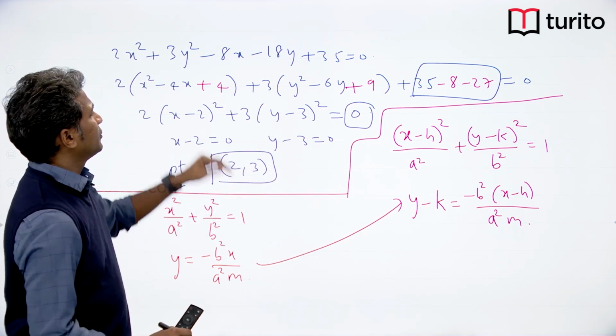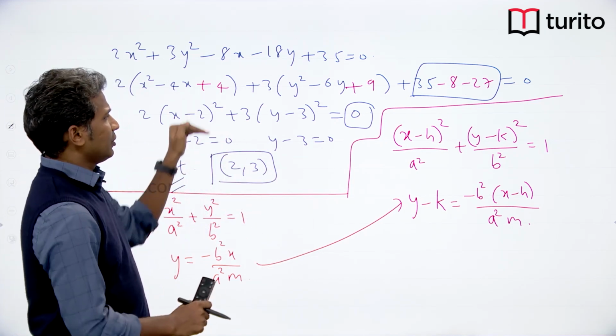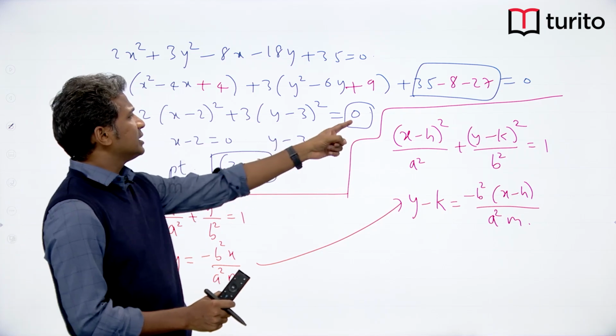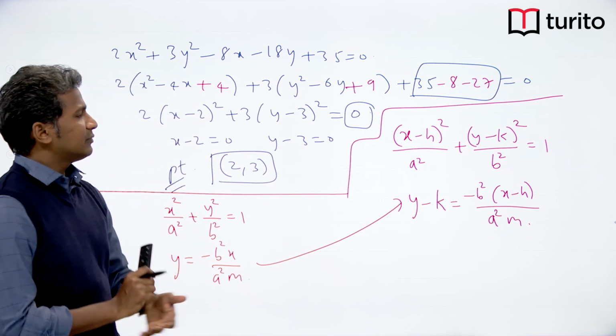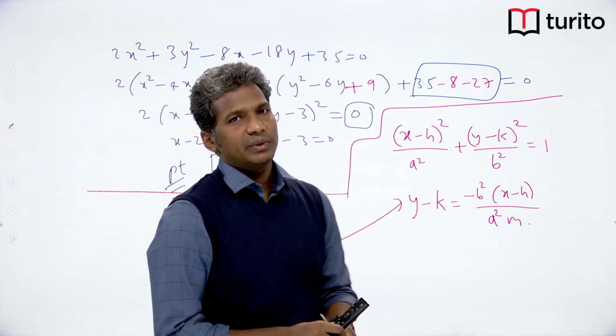So, this could be a method. If you are following this method, if you are following the completing square method, and if this right hand side was not 0. Okay. So, basically here we have analyzed it completely using this completing square method.